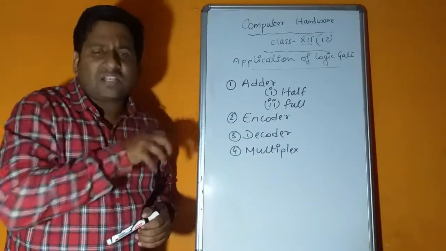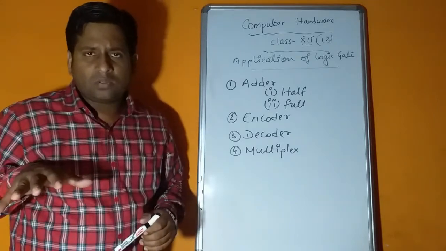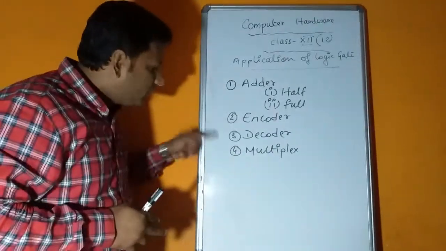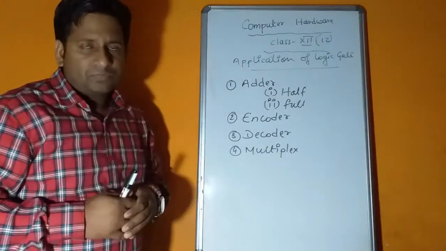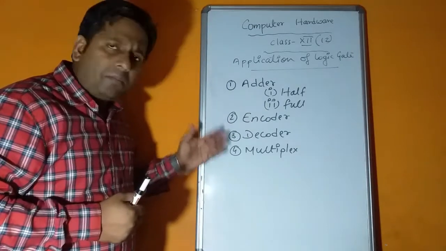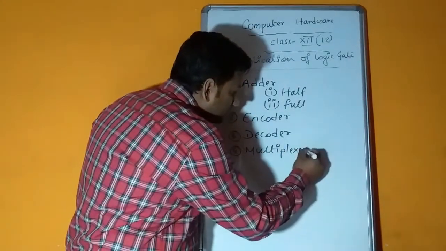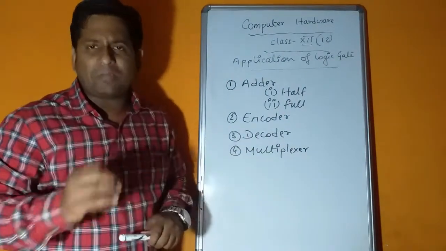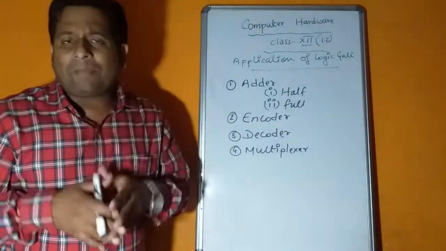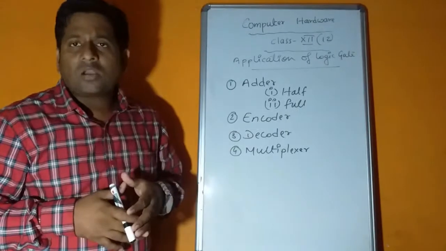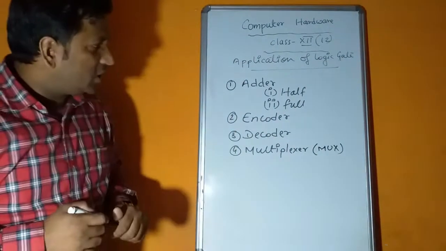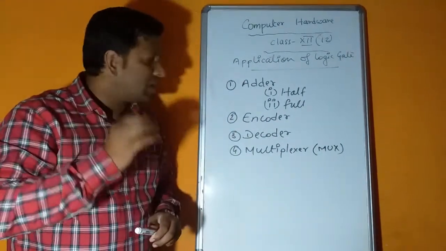Actually, logic gates are digital circuits. They are used for different purposes, wherever electronic or digital concepts are involved. But they are categorized into four different fields. Number one is adder, which is again categorized into two parts: half adder and full adder. Then we have encoder, decoder, and multiplexer. Multiplexer, or multiplex, you can also say. So there are four different types of applications where logic gates are used. Multiplexers are even known as MUX. So children, now I'll explain in detail about adder.